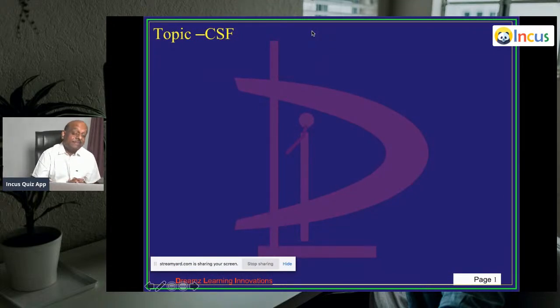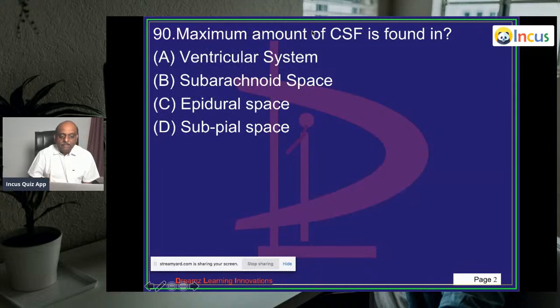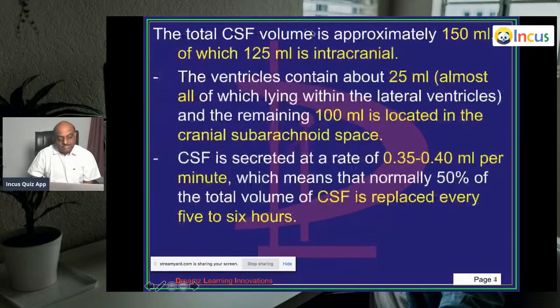You'll be thankful to the postgraduate, saying, "Thanks for teaching me." So CSF is a favorite topic of the exam. Where do you find the maximum amount of CSF? It is in the subarachnoid space.